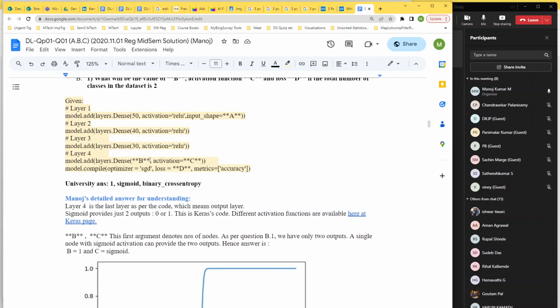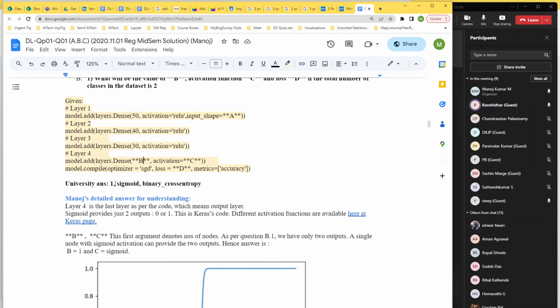So one node is enough, no? Only one node, because 0 and 1 you can get from one node, no? Sigmoid output is 1 and 0, right? Vinay, can you unmute? Yes, only one node. Yes. So that's it.